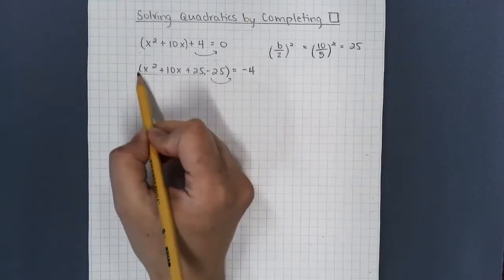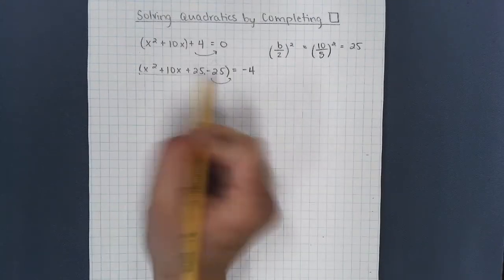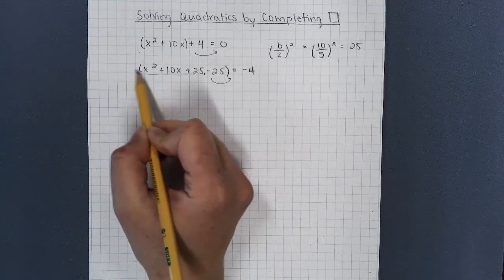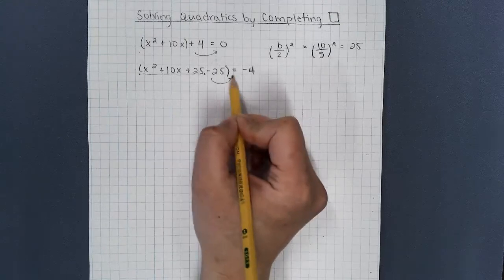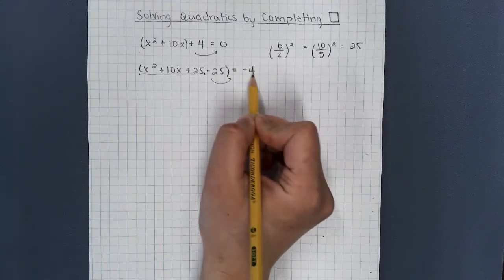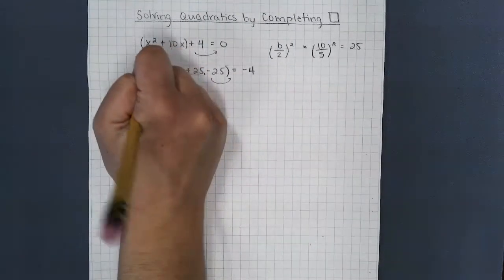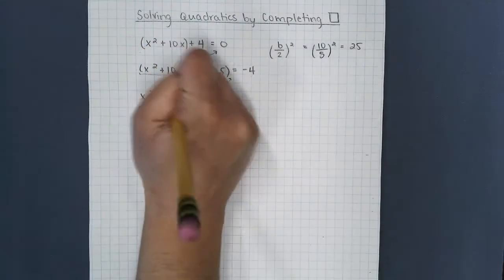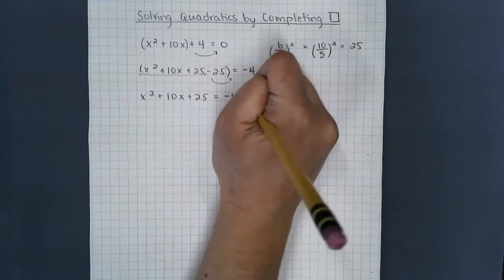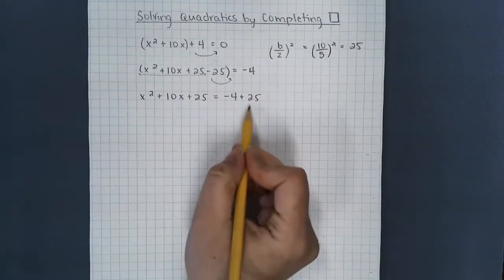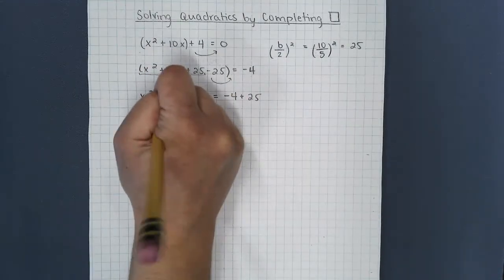And remember, if you had an a value that you had factored out, you would have to multiply that negative 25 by the a value, but we didn't factor anything out, so we don't have to multiply it by anything. So I'm taking it outside the brackets, and I'm actually going to move it to the other side of the equal sign by adding 25 to both sides. So I end up with x squared plus 10x plus 25 is equal to negative 4 plus 25, and that's going to work out to be 21, so I'll just simplify that right now.